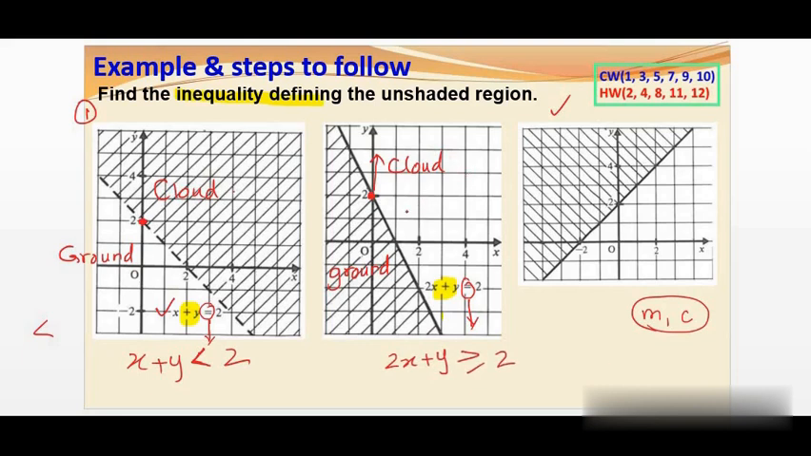When the cloud is unshaded, it means it's a case of greater than. When the ground is unshaded, that means it's a case of less than. And how will you put less than or equal to, or only simple less than? You will use these symbols when it is a dotted line, and these symbols when it is a case of less than or equal to, or greater than or equal to. Clear? Let's start this part.